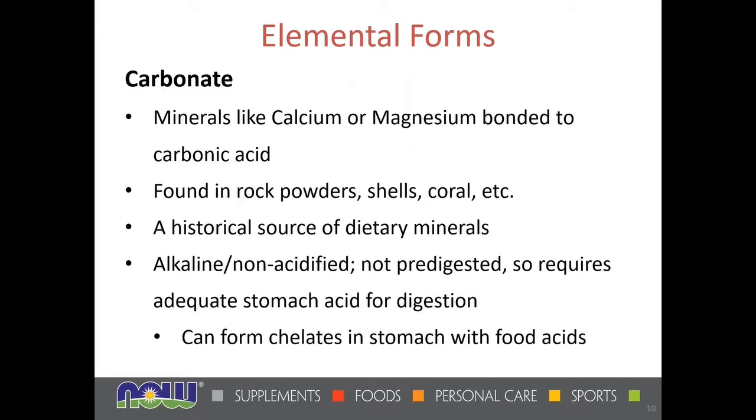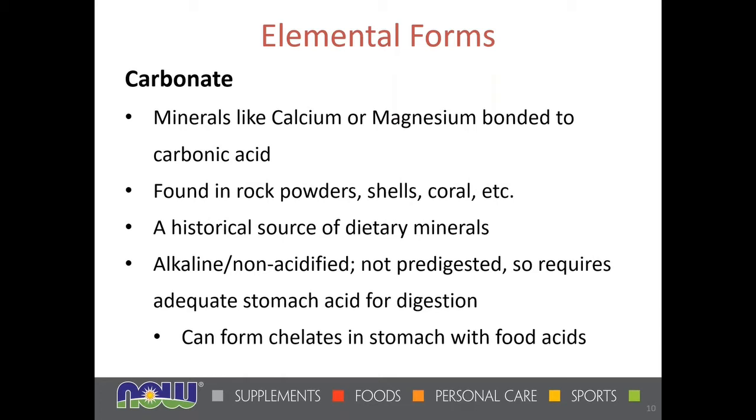So carbonate is one of the common forms in the diet and in supplementation. One of the reasons why is because minerals like calcium and magnesium can be bonded to carbonic acid to form carbonates. So the element carbon is attached to them. And in nature, minerals occur in compounds, but the compounds are not all pre-acidified, pre-digested. Many of these are in the forms of, for example, calcium carbonate, magnesium carbonate. These are alkaline substances. They're found in rock powders.